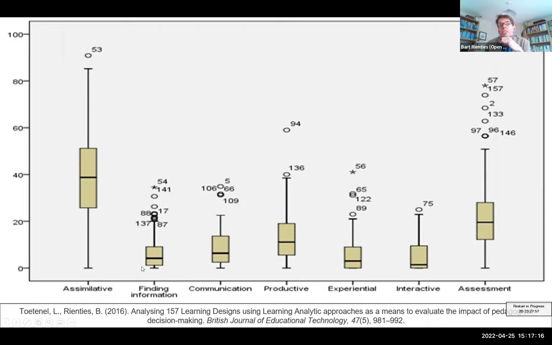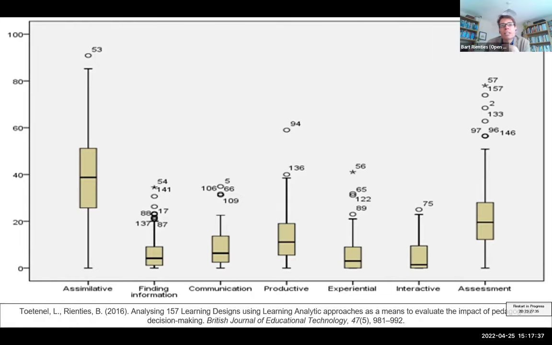And then there are certain courses that provide a lot of assessment, in particular course 57 and 157. And then you have all these courses in the middle. So for example, for me as a practical learner, I would love to be in course 94, because there 60% of the course is about doing certain activities.